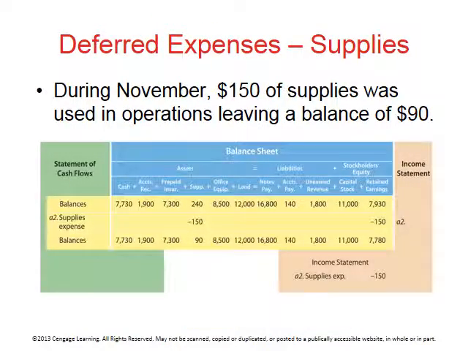Let's look at an adjustment for supplies. So we're told that we used $150 of supplies, and our ending balance would be $90. So if we look at our supplies expense adjustment, we reduce supplies by $150, leaving an ending balance of $90, which is what they tell us it should be. We have supplies expense on our income statement for $150, and now we know expenses reduce retained earnings by $150.